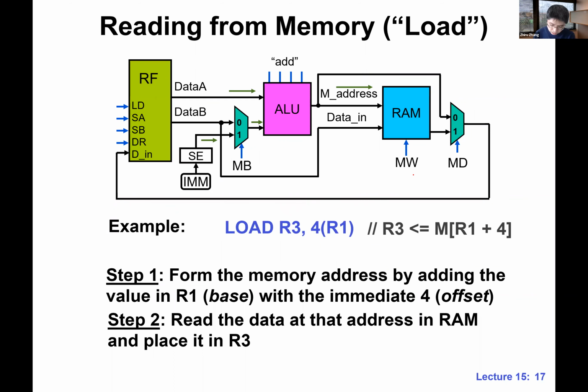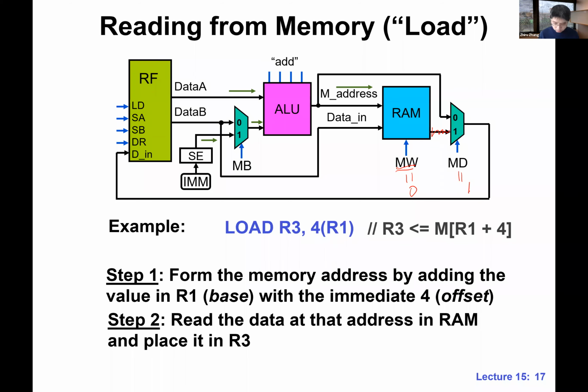First, let's not worry too much about this. This means memory write. When we read, we set it to 0. Okay, this is also like a writing label, MD. So you want to read from the memory. What should we set this value to? This is really the mux for controlling the destination. We take the output from the RAM, so we set it to 1.